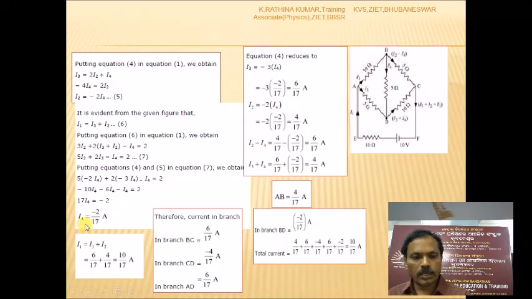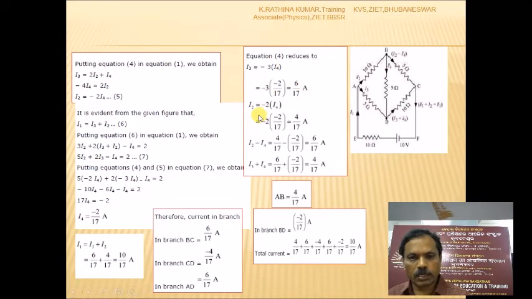Therefore, I4 is equal to minus 2 by 17. So on adding the currents, I1 is equal to I3 plus I2. Let us substitute the equation 6 by 17 plus 4 by 17 is equal to 10 by 17. So from equation 4 reduced, I3 is minus 3 into I4. I4 is already minus 2 by 17, substituted and divided.